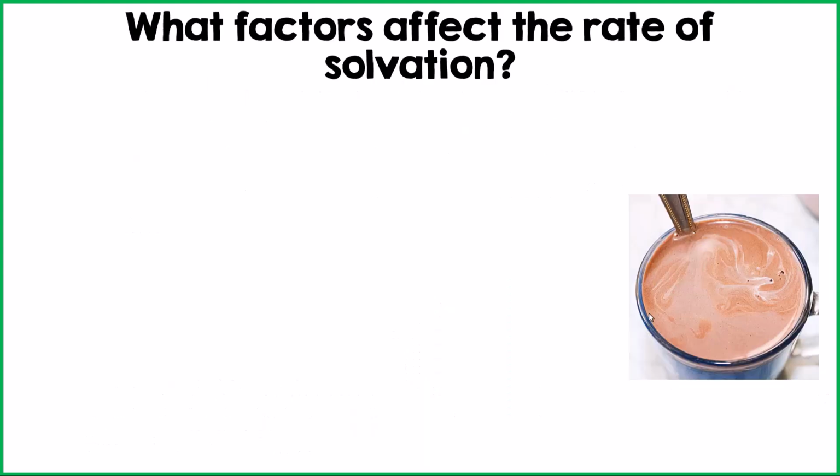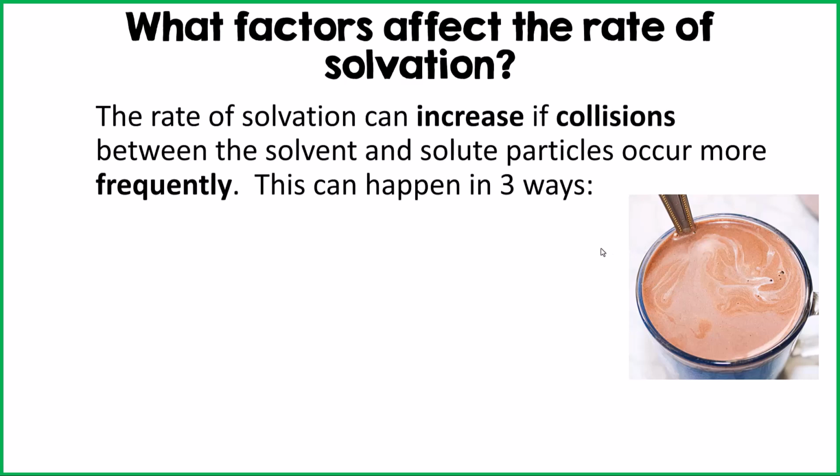So what factors affect the rate of solvation? So now we know that solvation is taking place. How quickly does it happen? Well, the rate of solvation can increase if collisions between the solvent and solute particles occur more frequently. We're trying to get those solvent particles around the solute particles, and the faster they can access those solute particles, the quicker the solute will dissolve. So this can happen in 3 ways.